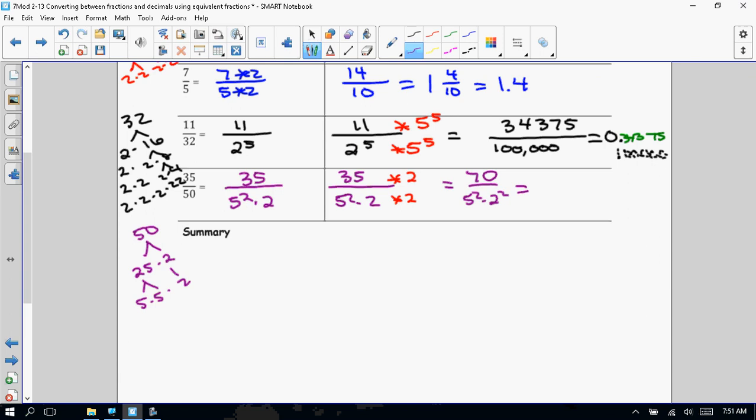All right, so now I have 70 over 100, which becomes 0.70 or 0.7, either one.